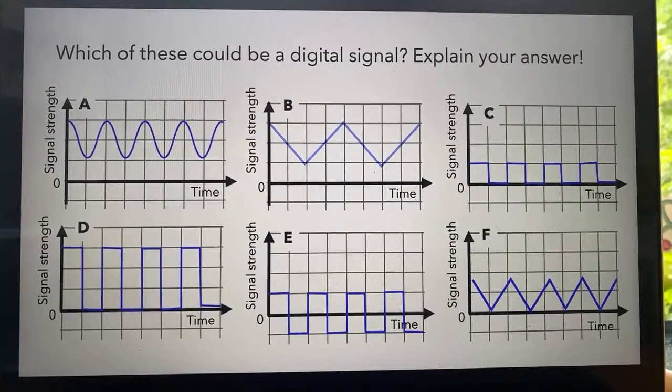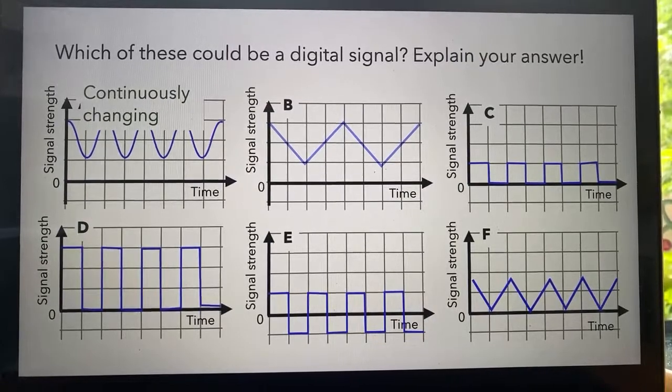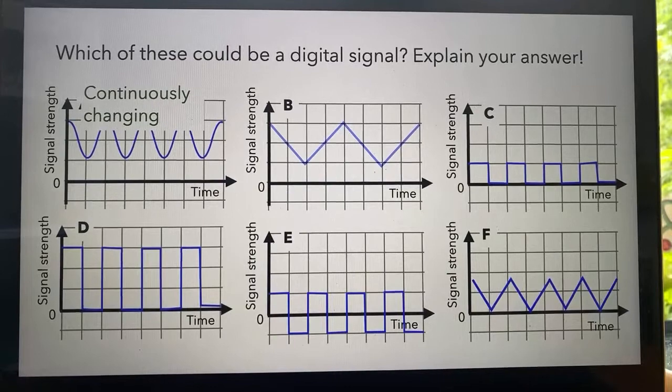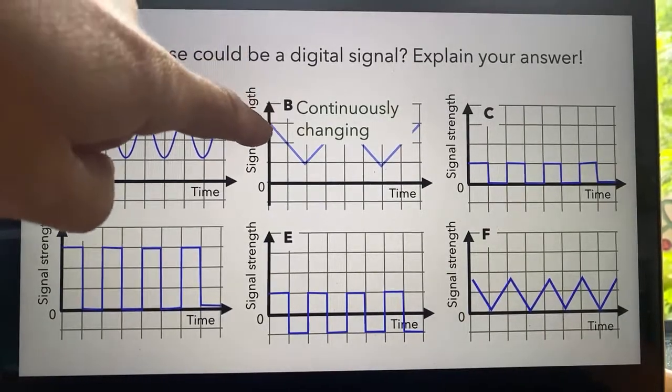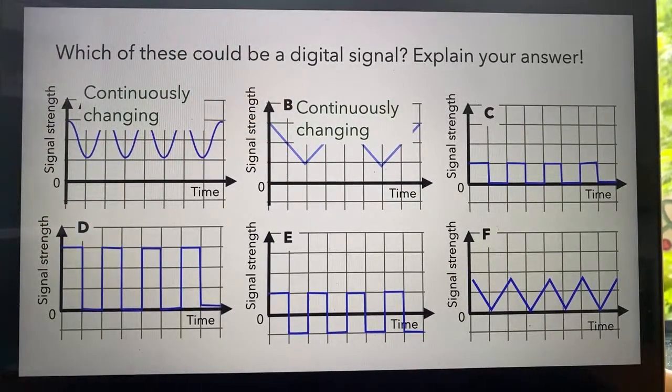So A, that is continuously changing, isn't it? Up and down, there's all kinds of different values in there. So that is definitely not a digital signal. B, well, the lines are straight, but that's definitely not a digital signal. That's still continuously changing. Remember, digital signal can only be on or off.